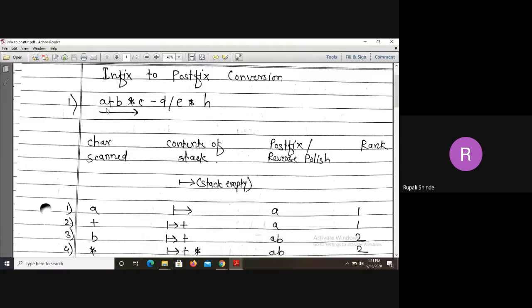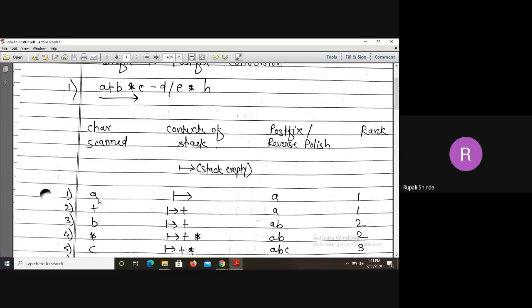So here A is the first symbol. So again we have to think whether A is operand or operator. If it is operand, then we can write directly into postfix form. Otherwise, if it is an operator, then we have to push this onto stack. Now A is an operand. That's why we have to write directly into postfix form.